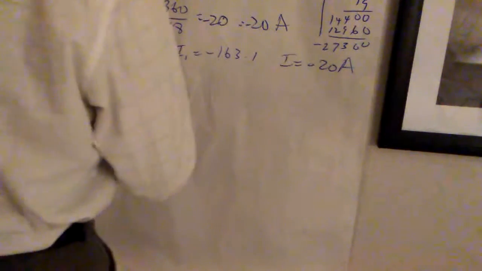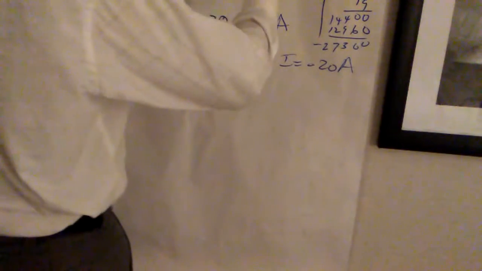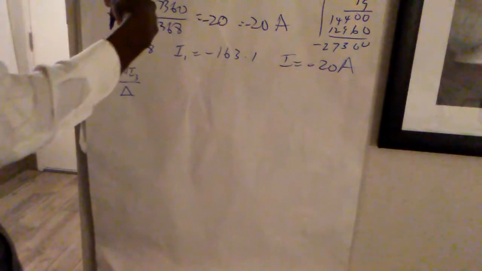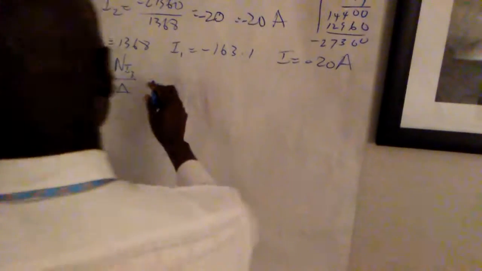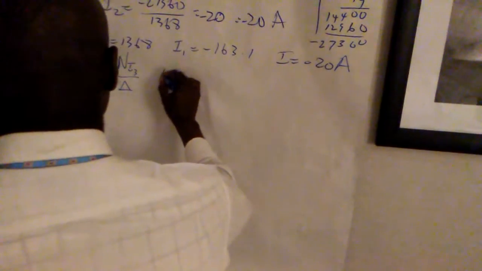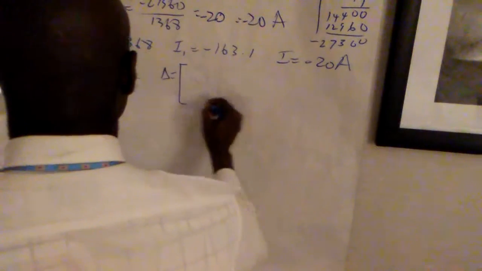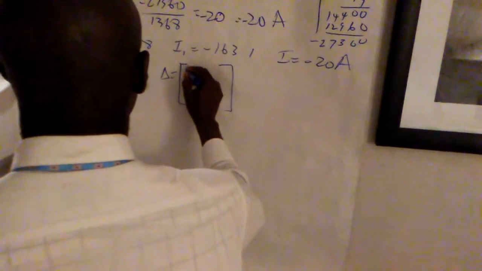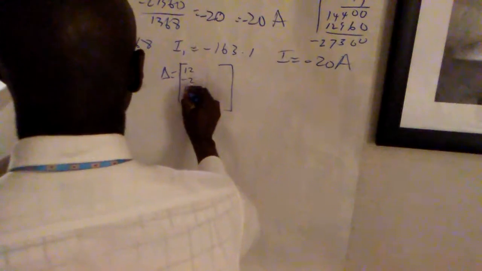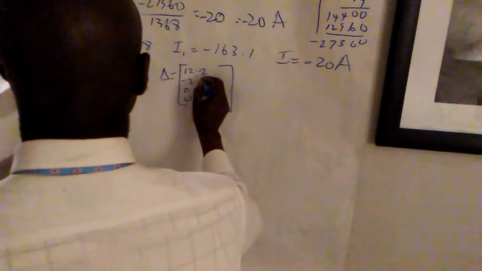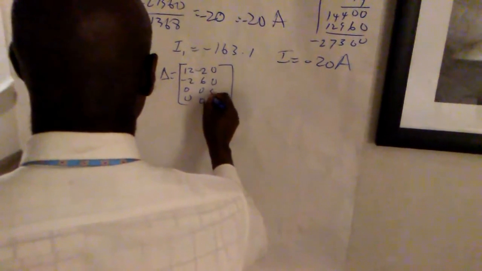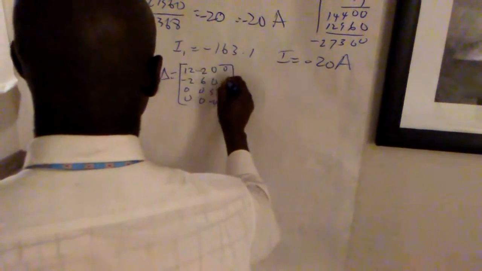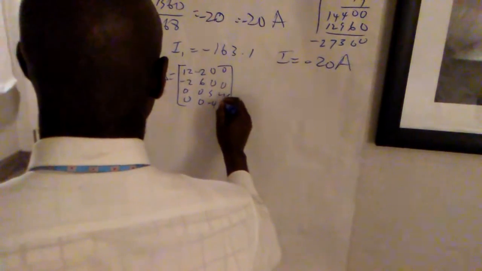I3 we'll find now by replacing the third column of the delta matrix by the voltage value. Let's do that. The delta matrix was equal to 12, minus 2, 0, 0; minus 2, 6, 0, 0; 0, 0, 5, minus 4; and 0, 0, minus 4, 7.